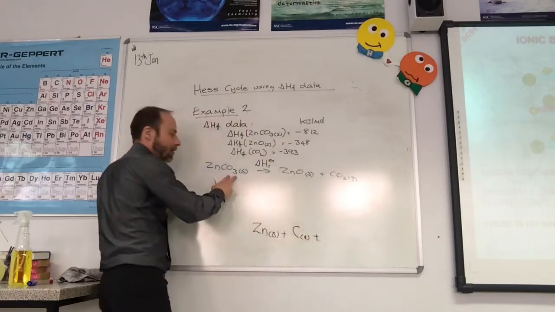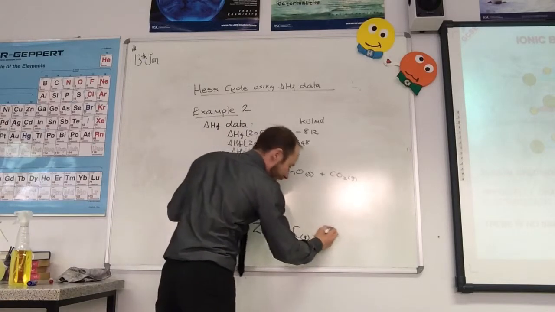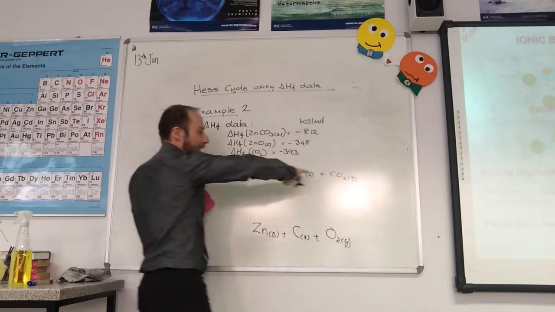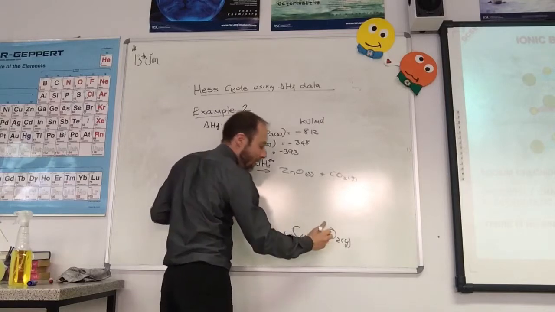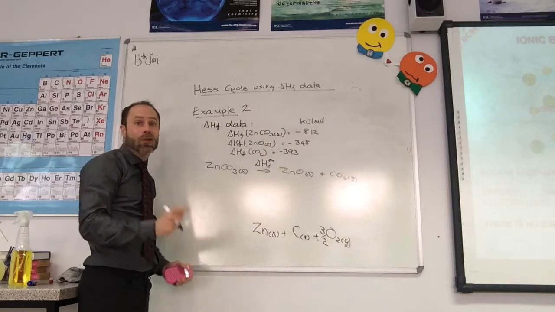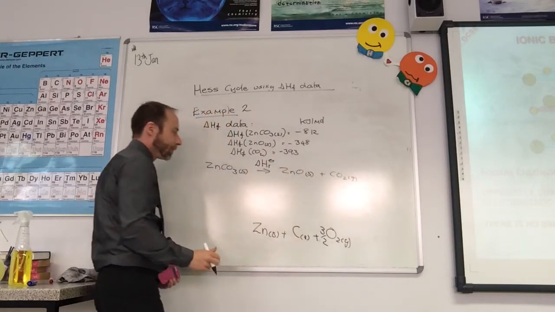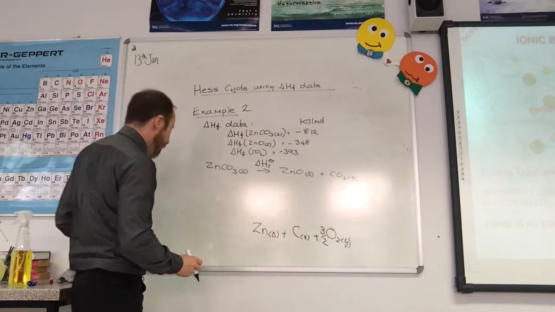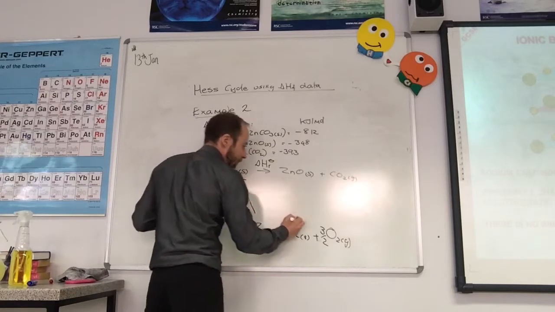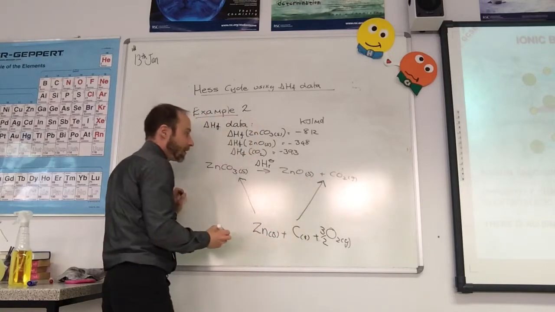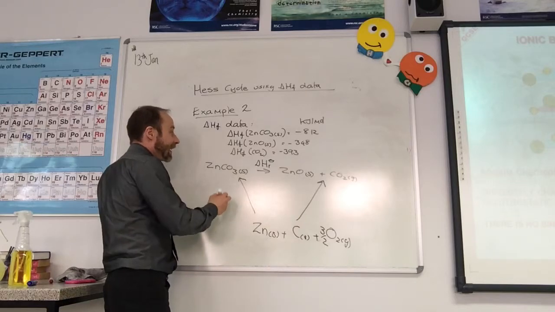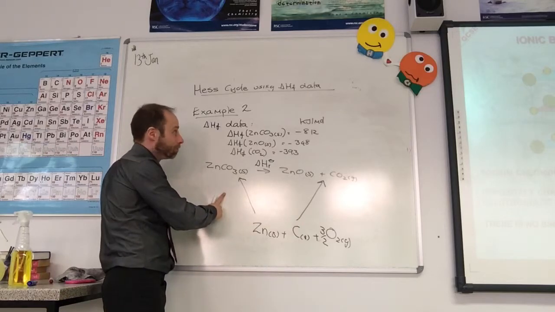How about oxygen? Gas, it's going to be O2 gas, and how many do I need? I've got 3 there, so I need 3 over 2 there. So just make sure everything balances. Okay, now, arrows go up, like so. And now we're going to put our numbers on.